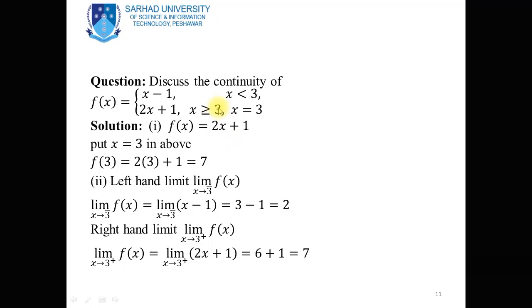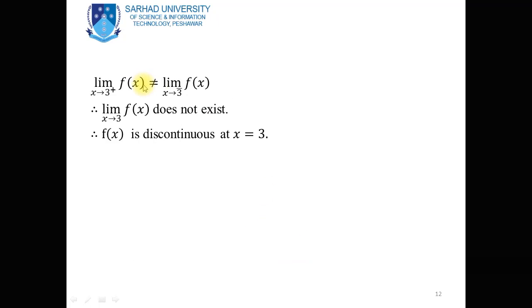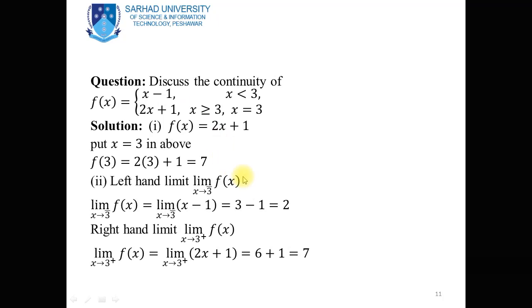And for the right hand limit we use this piece, because x greater than 3 means we use this piece for the right hand limit. So limit x tends to 3 of f of x is equal to limit x tends to 3 of 2x plus 1. Putting x equal to 3, 2 times 3 is 6, plus 1 is equal to 7. Now you see over here the left hand limit value is 2 and the right hand limit value is 7. Left hand limit and right hand limit are not equal.